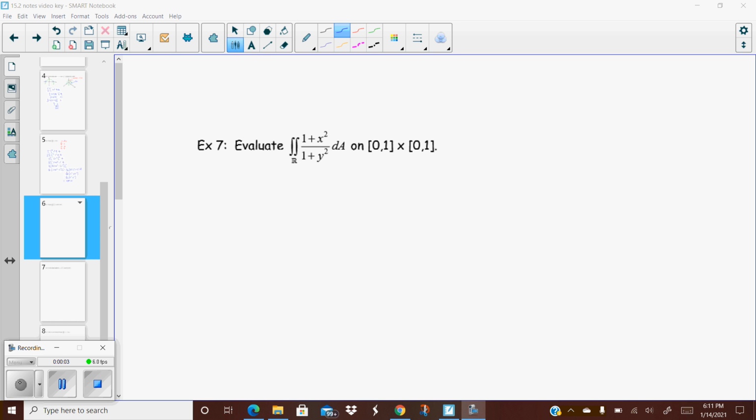Okay, so this is section 15.2, video number 3. We've been doing iterated integrals. We're just going to keep on going with example number 7. We've only got 3 examples to go. This one's pretty short overall.